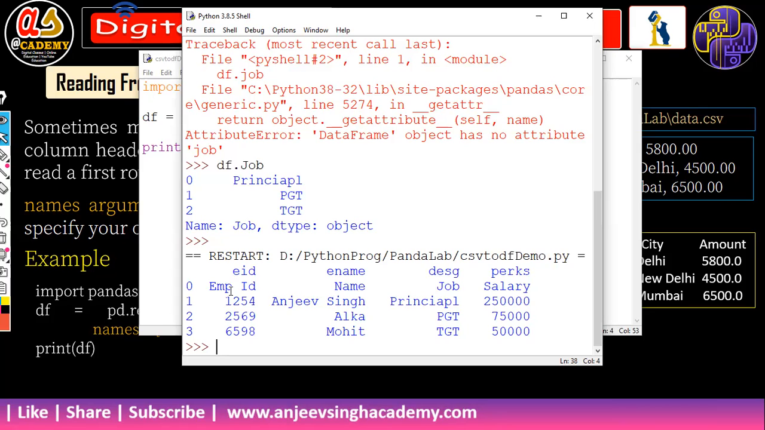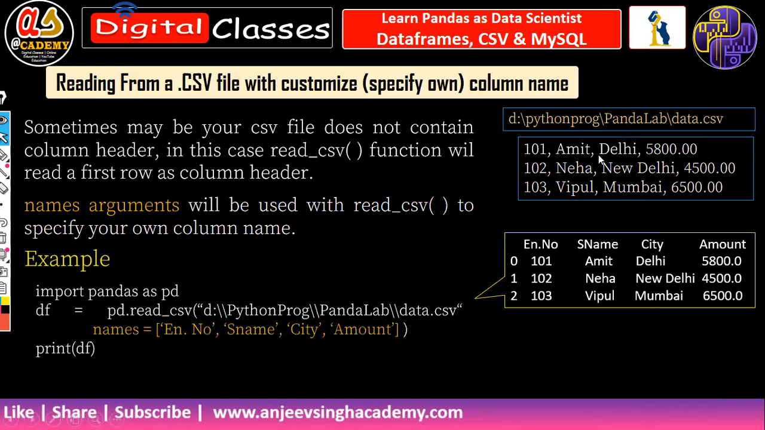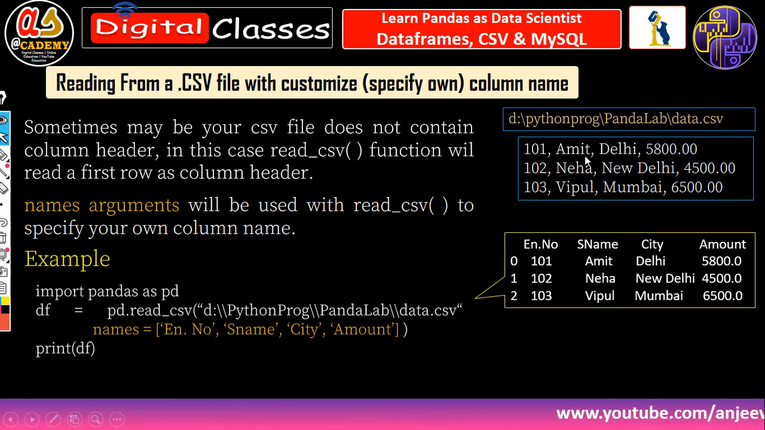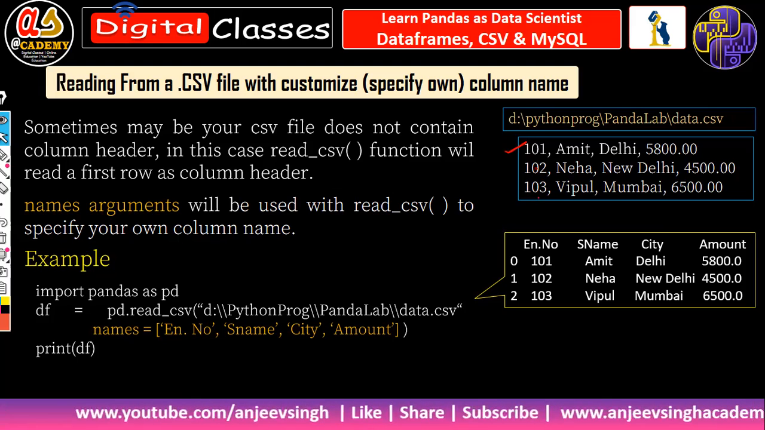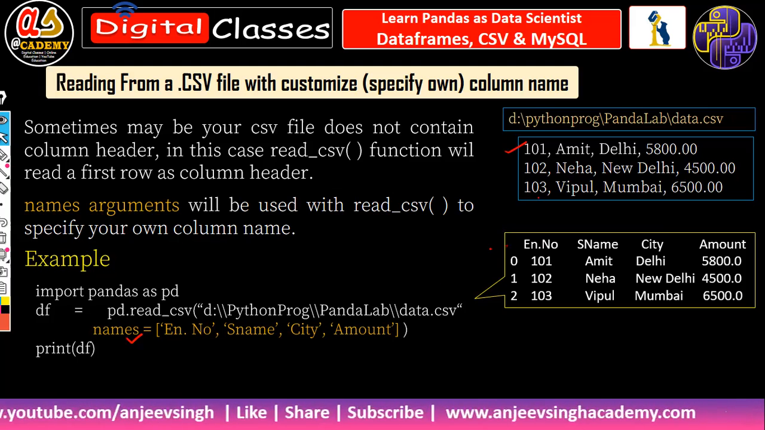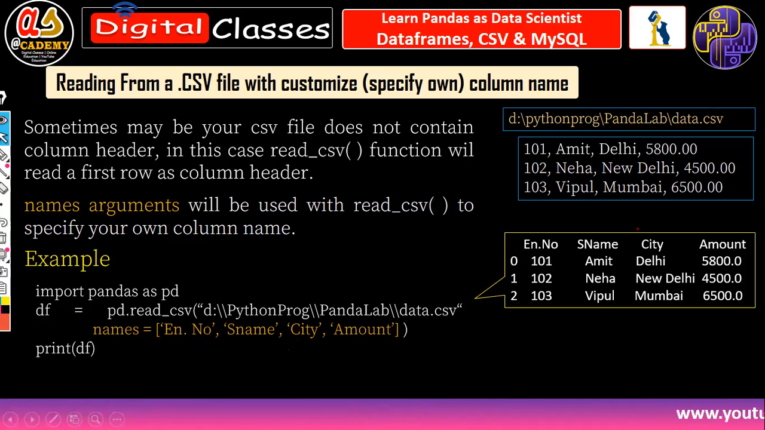So if you want to specify your own columns, then there is one option, and that option is that from your CSV file you just remove the column header, this way. Look at this. In my data CSV, you can notice that I have not given any column name here. My file contains only the records, only the data. In that case, whenever I'm using the names argument, the specified columns are shown at this place. But there is one more solution for this.